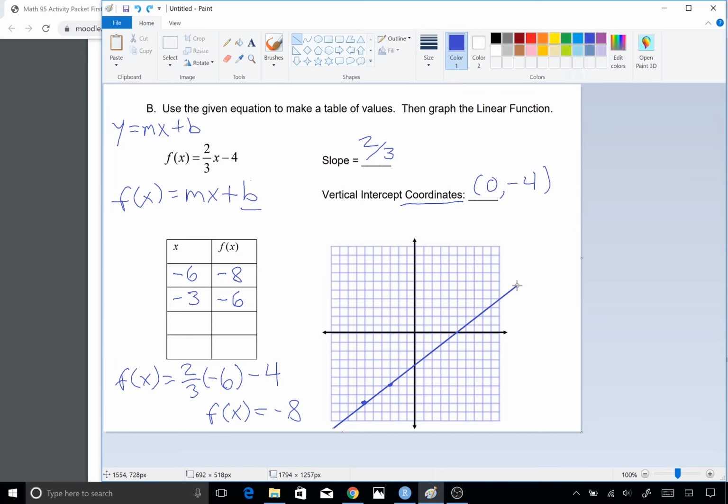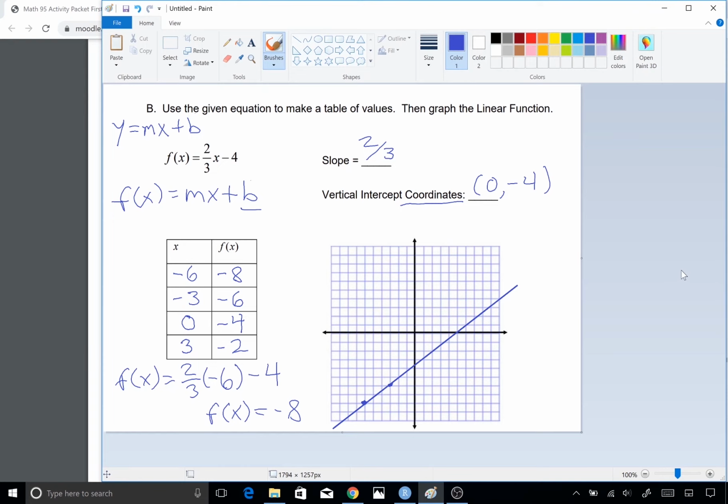There's our line. But maybe we want to find the last 2 points anyway. So let's let x equal 0. Then we have 2/3 times 0 minus 4 is going to give us negative 4. And if we have x equal 3, then 2/3 times 3, well, the 3's will cancel and that'll give me 2. So I have 2 minus 4 is negative 2.